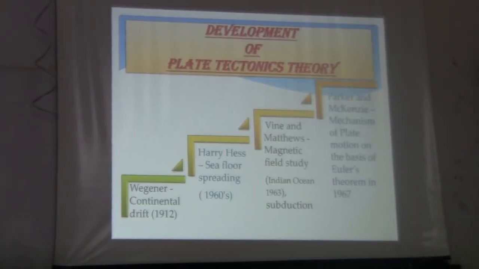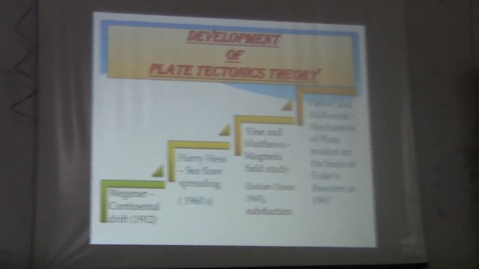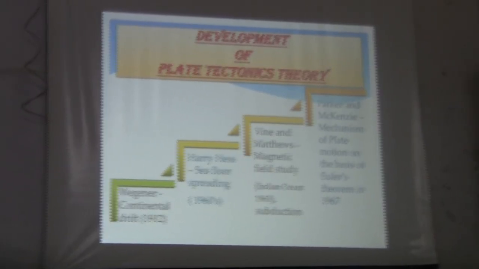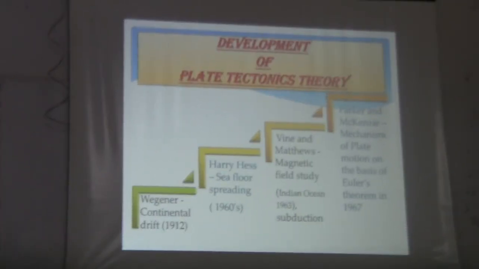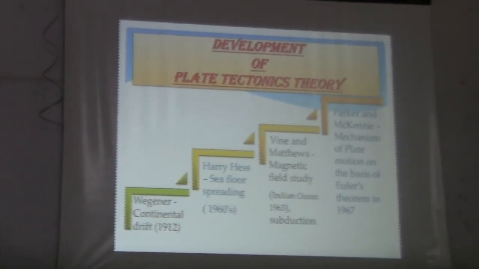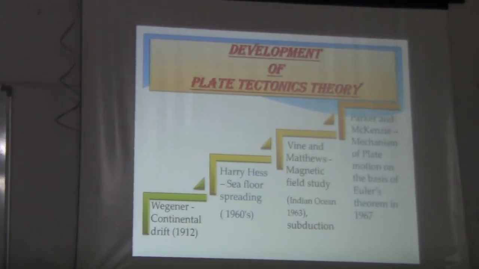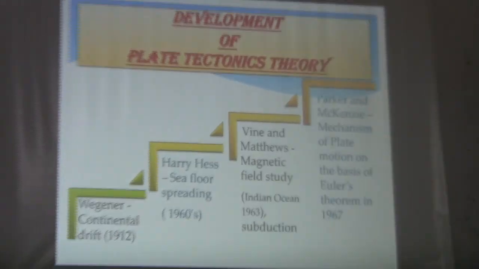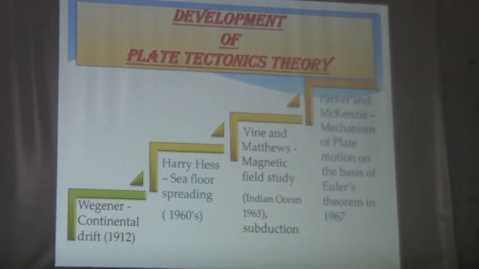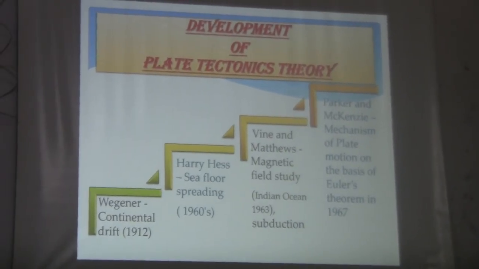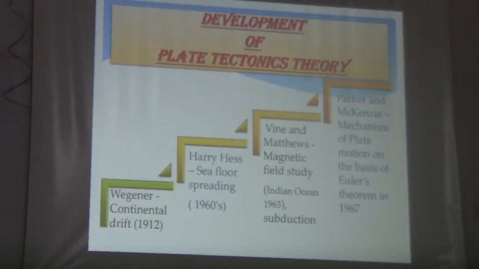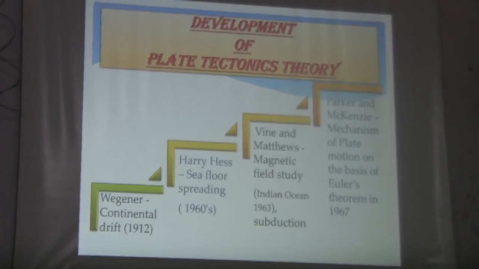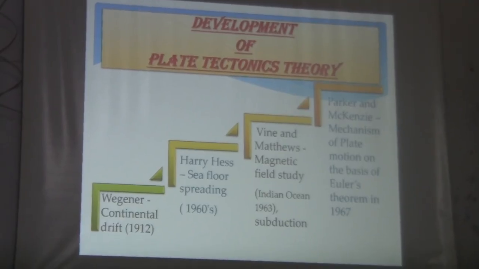Then the second one is Harry Hess's seafloor spreading theory. In this theory, they explain how new oceanic crust is formed at the mid-oceanic ridge and moves far apart. Then the third one is Vine and Matthews' magnetic field study. Here they explained the magnetic pattern on the ocean floor, a strong evidence for seafloor spreading. And also here we can see the word subduction, which means where the crust sinks back into the mantle.